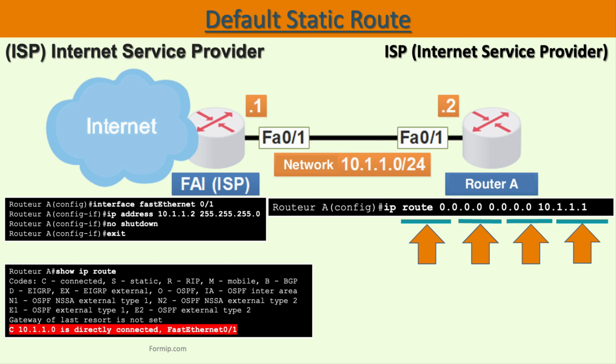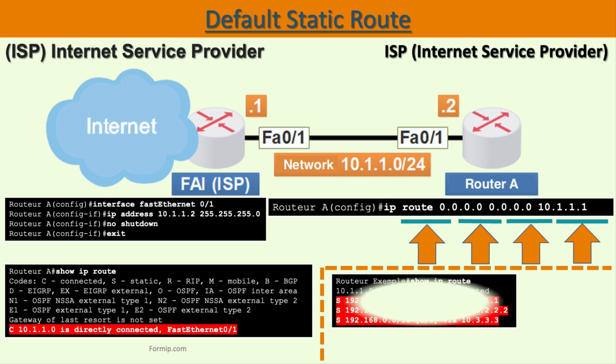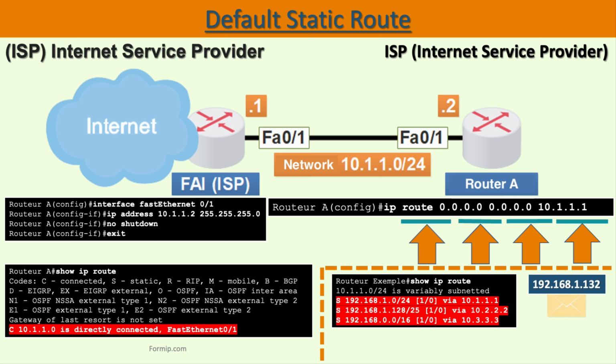We still have one last point to see about static routes. It is important to know that in case of several paths, the router will use the most precise route. Let's take another router that has nothing to do with this topology as an example. If we do a show ip route on this example router, we see that there are 3 static routes configured. Now, imagine that this router receives an IP packet with the destination address 192.168.1.132.